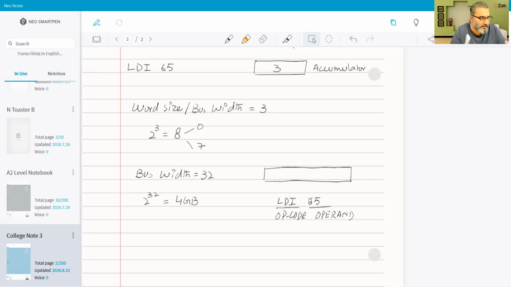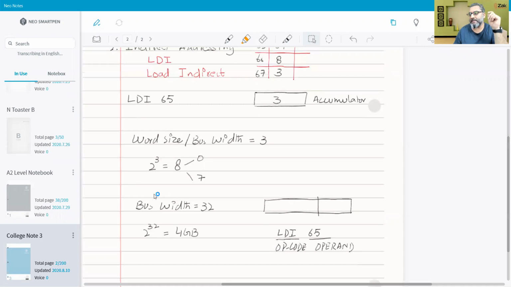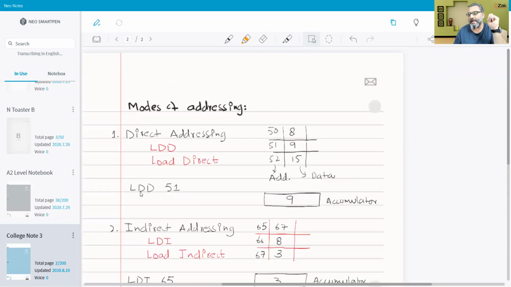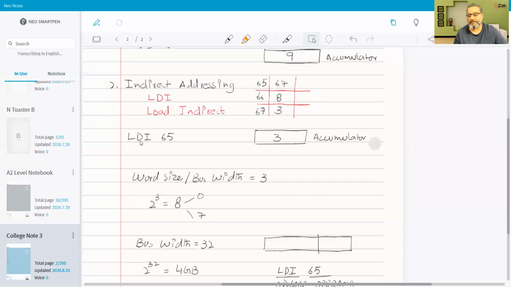All right, so what happens in 32-bit systems? In 32-bit systems, the one word you have, one command, one instruction, that instruction is divided into 2 parts. Those 2 parts are what? Opcode and operand. In this LDD 51, this is LDD, which is the opcode, and 51 is the operand. In this LDI 65, this LDI is the opcode and this 65 is the operand.